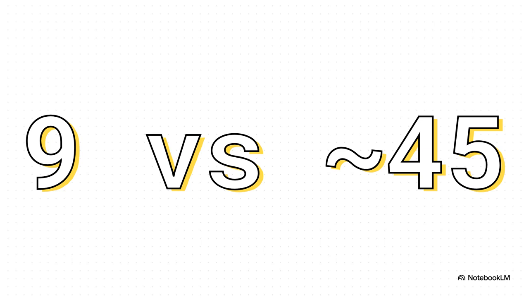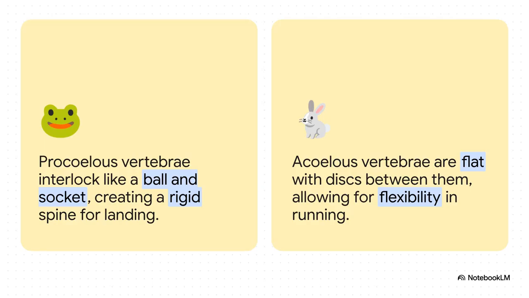Get this. A frog has just 9 vertebrae. 9. It creates this short, rigid trunk. A rabbit? We're talking around 45 vertebrae, all divided up into 5 distinct regions. I mean, that one fact right there is a massive clue about how they move. And this really explains the why.